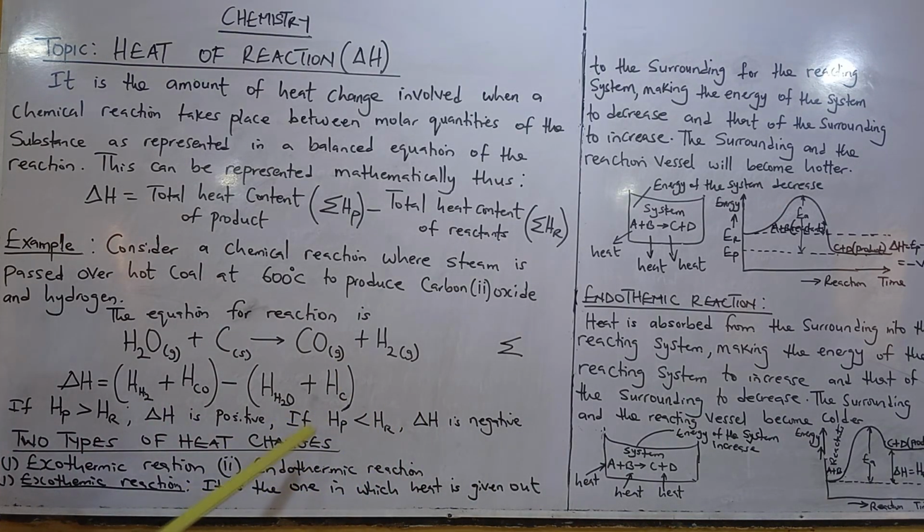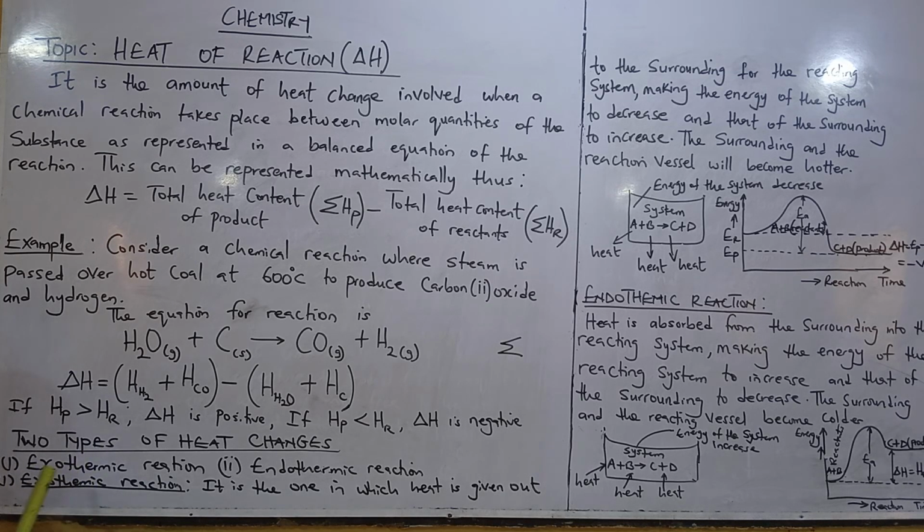But if the total heat content of the products is less than that of the reactants, that means delta H is negative, which is an exothermic reaction. We have two types of heat changes: exothermic reaction and endothermic reaction.